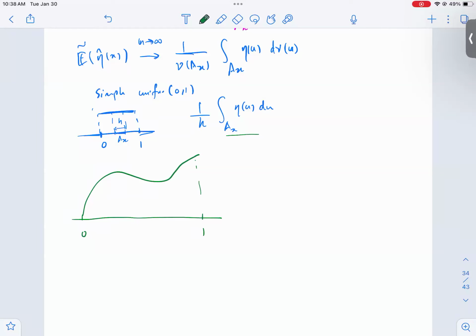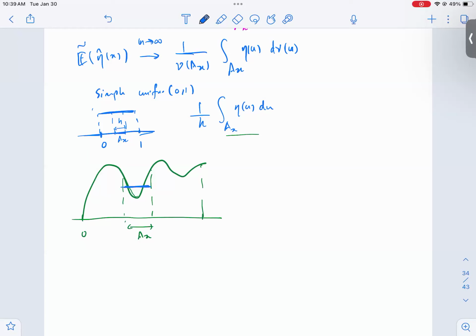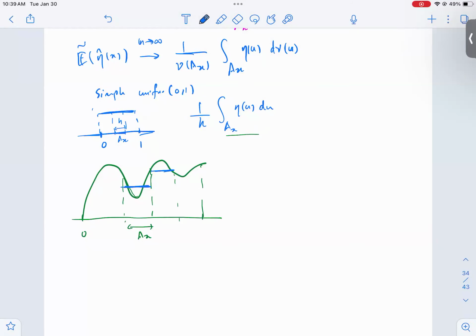And let's say my h happens to be like this big. It's not too bad. If this is very variable, let's say something like that, and h is something like this. So this is A_x, the length is h. I'm going to integrate this out and divide by h, and I'm going to get some average. Over this region it's going to be just constant, over this other region it's going to be another constant. It's like the average value of the function. So this estimator is approximating this regression function by its average.